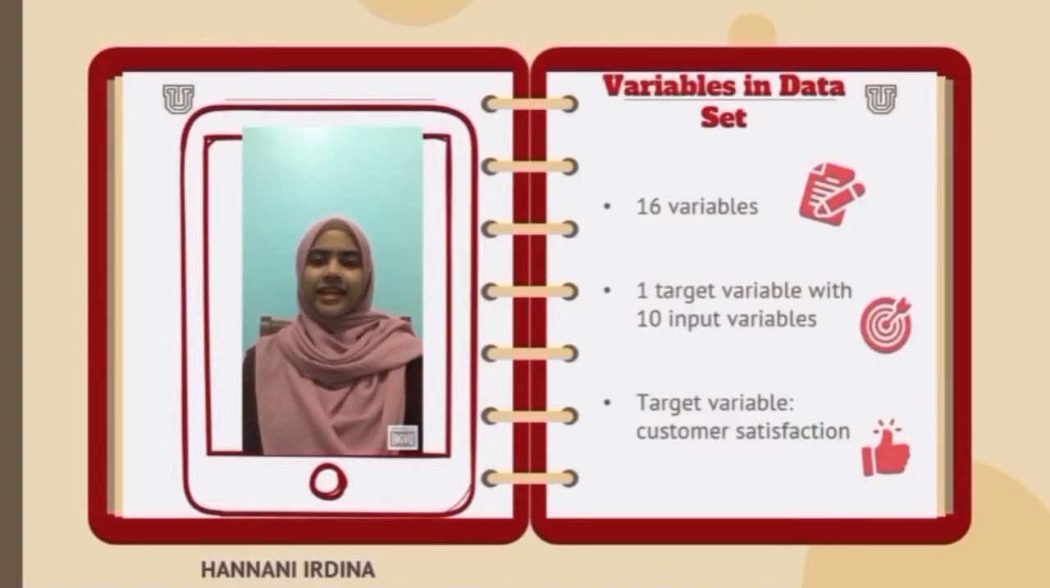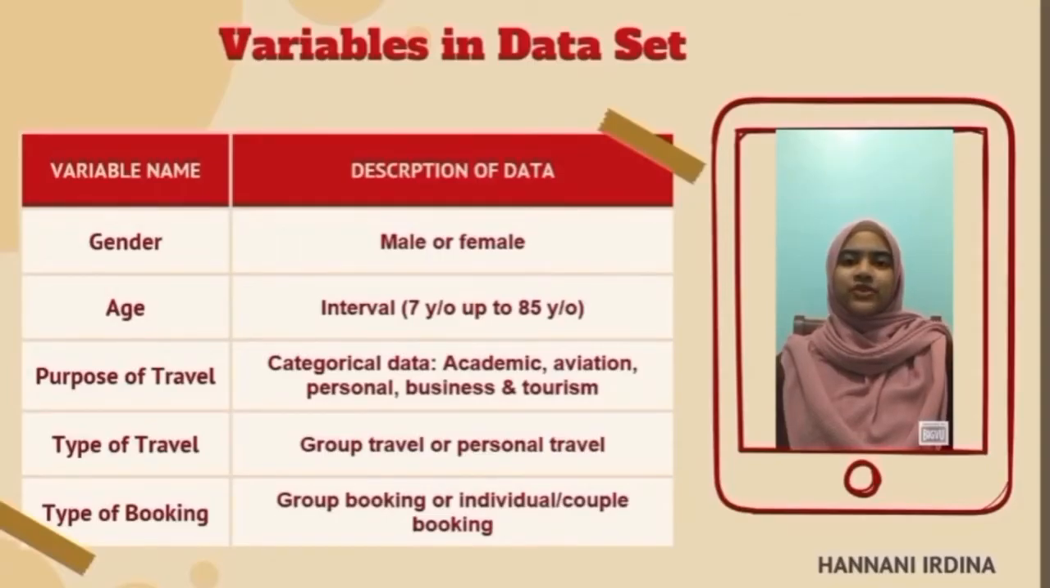Next, let us proceed to the variables in the dataset. In this dataset, there are 16 variables, of which one is the target variable and the rest are input variables. The target variable in this dataset is customer satisfaction. This table shows the variable names with the description of the data. For gender, they are male or female, and for age, it is in interval measurement which starts from 7 years old until 85 years old.